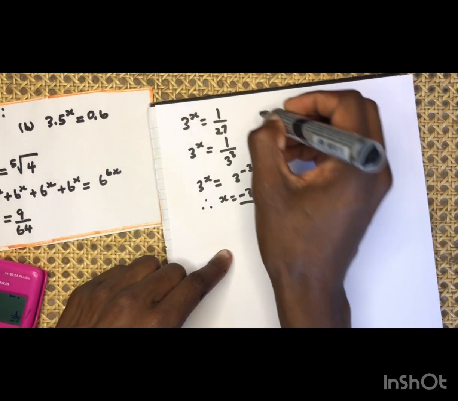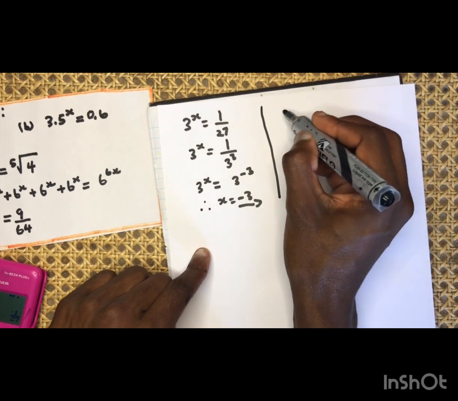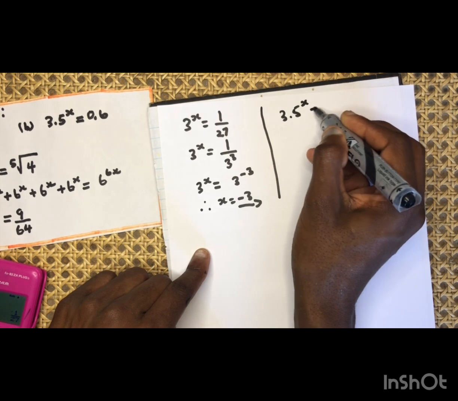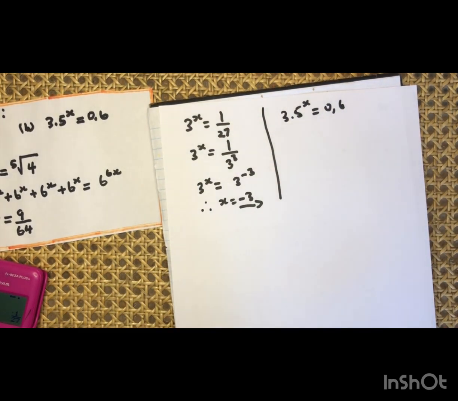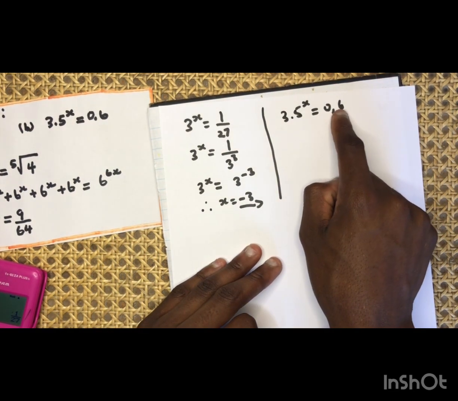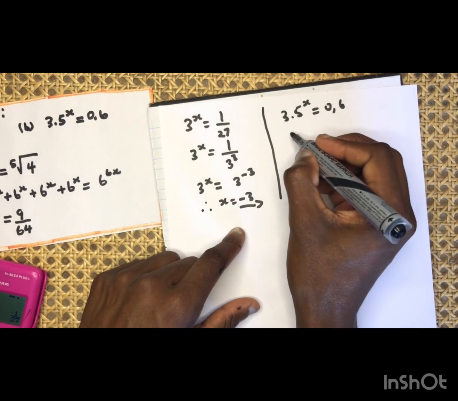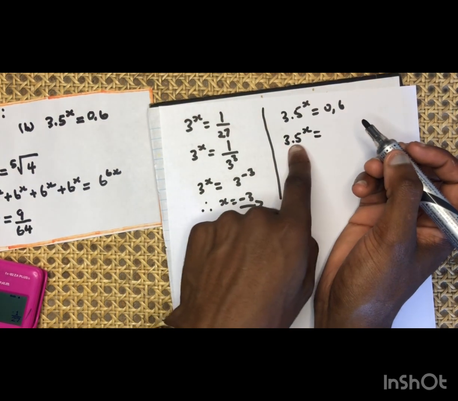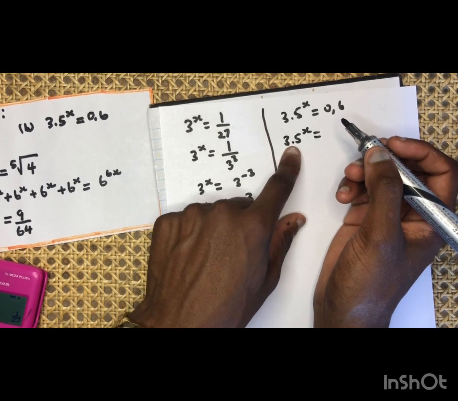So I'm going to cut here, guys, so that we can do number B together again. So we have 3 times 5 to the power x equals 0.6. Here, guys, can you see now the bases are not the same? We must write the decimal as a fraction in order to see what's happening. So I have 3 times 5 to the power x. Here I cannot even perform the laws of exponents because the bases are not the same. Law number 1 will not work here.